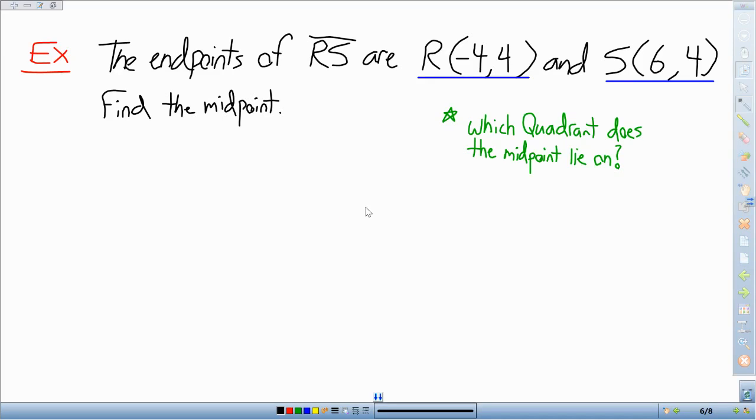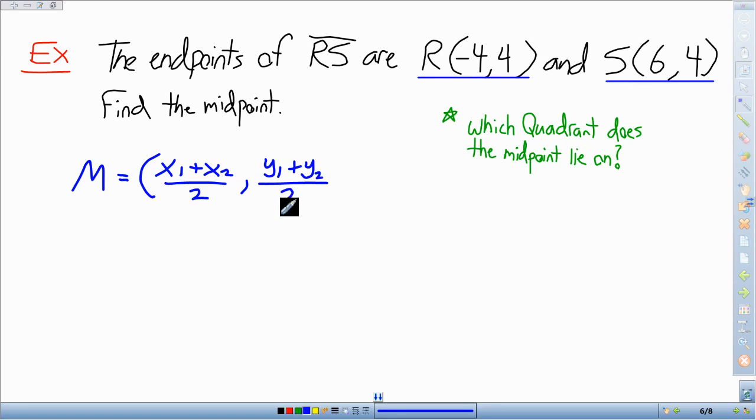All right, so let's try it out. The endpoints of RS, they're giving us the 2 endpoints. They're asking us to find the midpoint. And then again, we'll get to this question in a second. So yeah, we just need to plug these points into the midpoint formula. All right, one more time, just to make sure we're starting to remember this thing, let's write out the midpoint formula. All right, so midpoint equals, if you guys remember, x1 plus x2 over 2 and y1 plus y2 over 2.